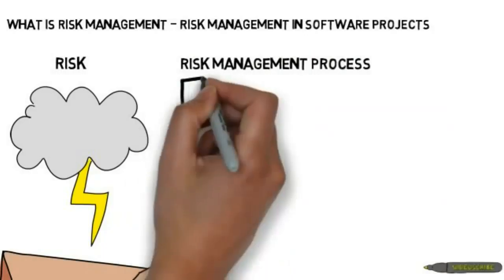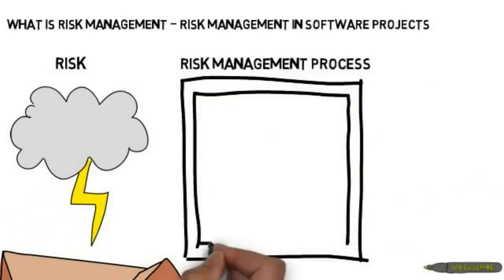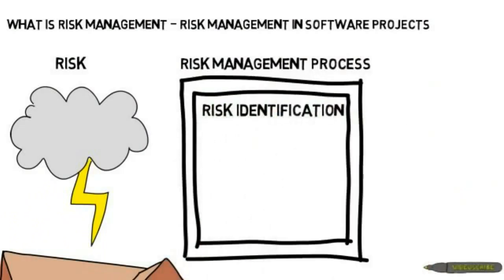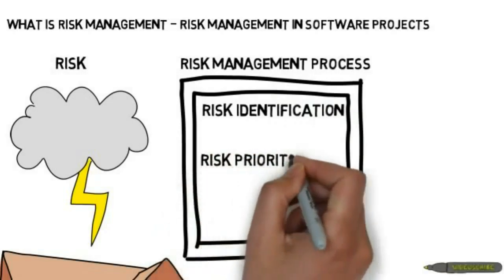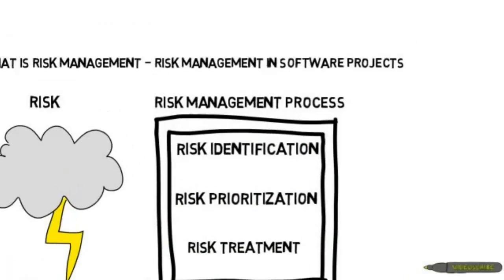Now let us look at the risk management process. The first step in the process is risk identification. Risks are identified within the scope of the project. The next step in the risk management process is risk prioritization. And the last step in the risk management process is risk treatment.